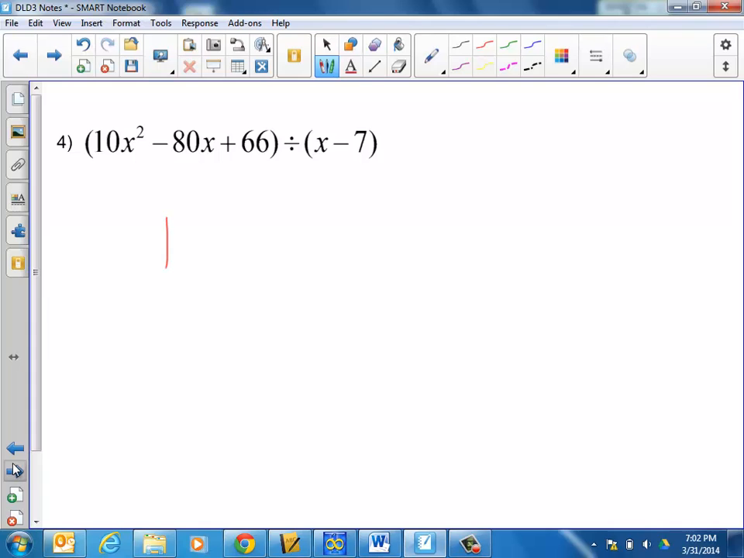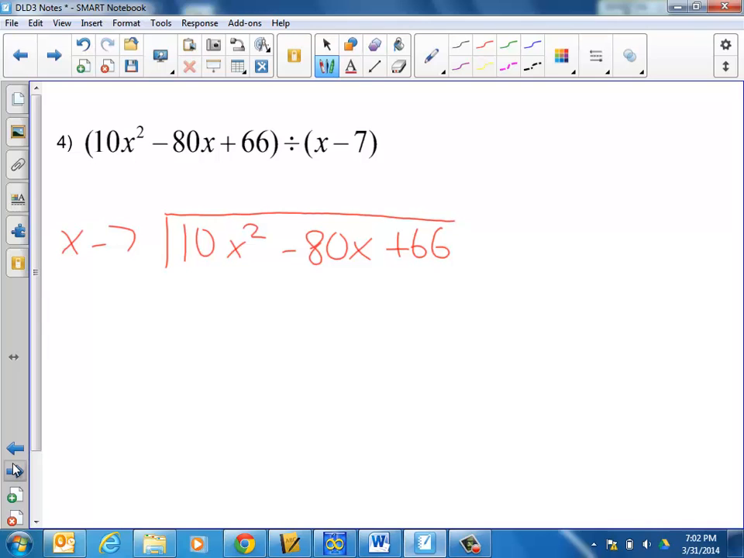So we're going to say this is 10x squared minus 80x plus 66. That's the dividend. It goes underneath the fraction sign here. And the divisor, the thing that's doing the dividing here, is x minus 7.